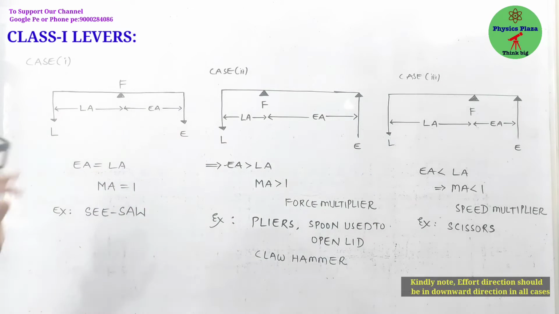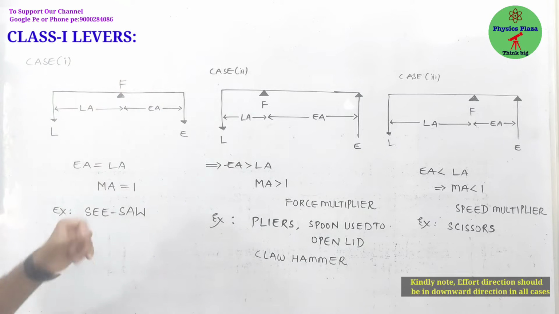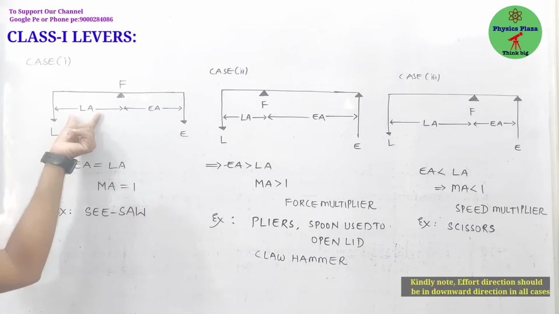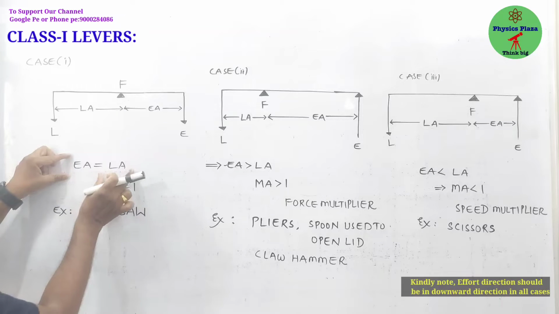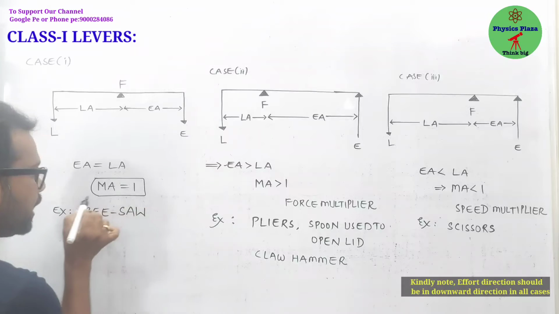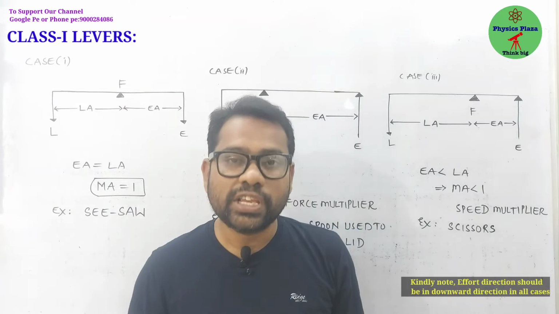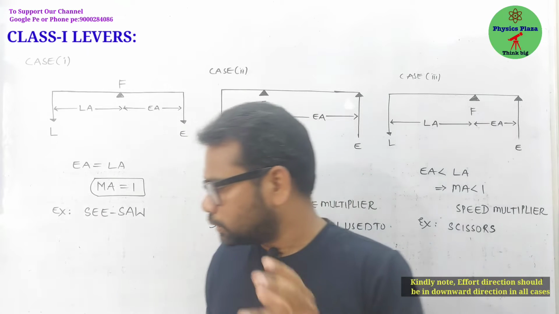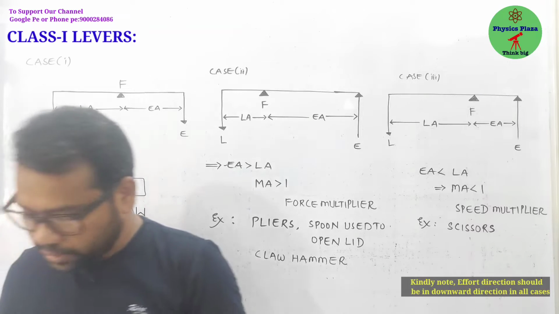Now if you notice here in this class 1 lever, the fulcrum is in between in such a way that the effort arm is equal to the load arm. Whenever the effort arm is equal to the load arm, the mechanical advantage is equal to 1. If the mechanical advantage is equal to 1, that particular lever is used to change the direction of the effort applied. The best example for this class 1 lever, case 1, is actually a seesaw.